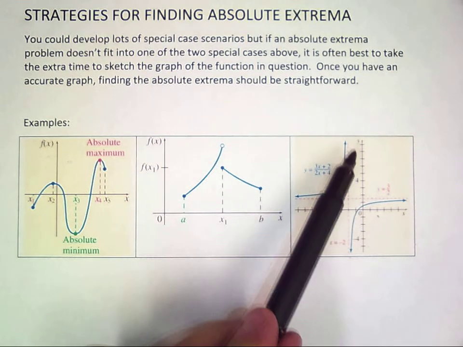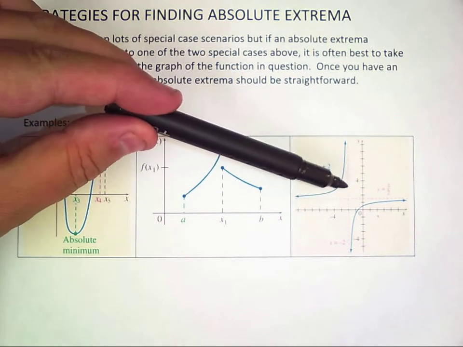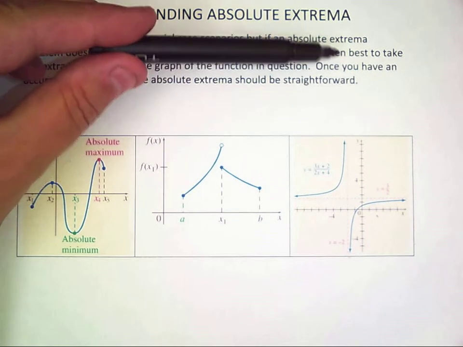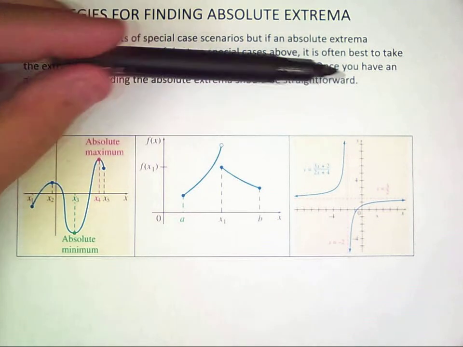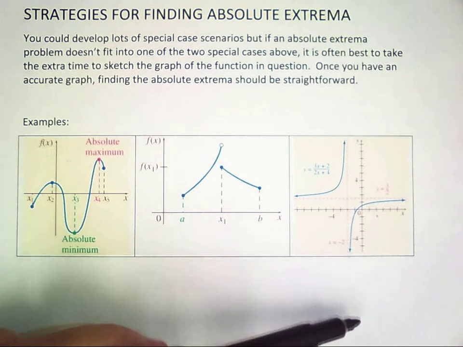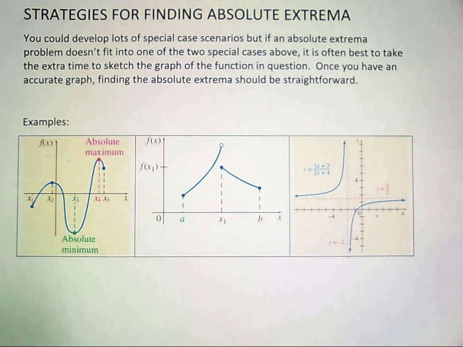And the third possibility, if you graph it and you find out it's a rational function and its graph looks like this, you can immediately see that the curve runs up the vertical asymptote and doesn't turn around, so there's no absolute maximum. And then over here it runs down the asymptote and never turns around again, so there's no absolute minimum either. And again, the point I'm making here is if the problem doesn't fit into one of the other special cases that I talked about earlier, perhaps the best thing to do is just take whatever time it takes to sketch your graph and then use the graph to answer the question. I think that would be my recommendation in most cases.